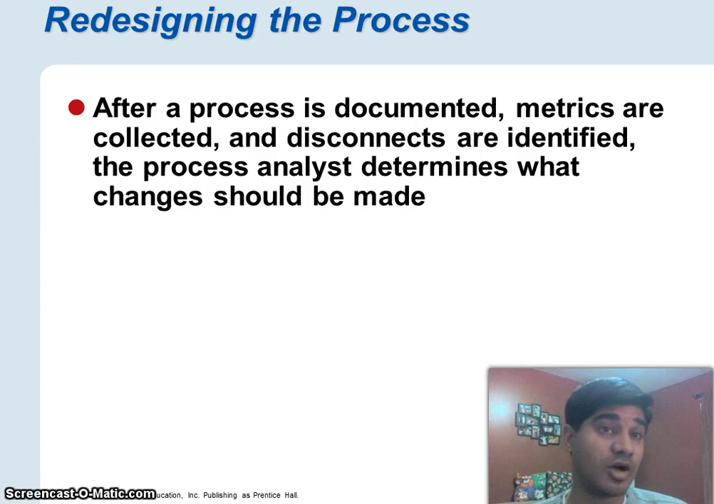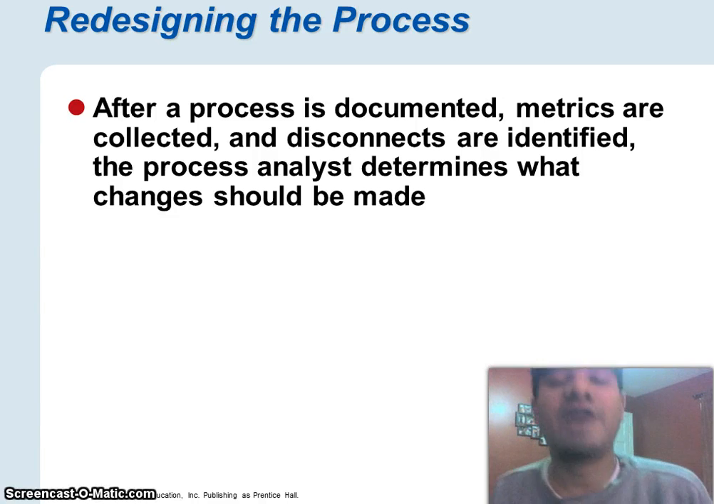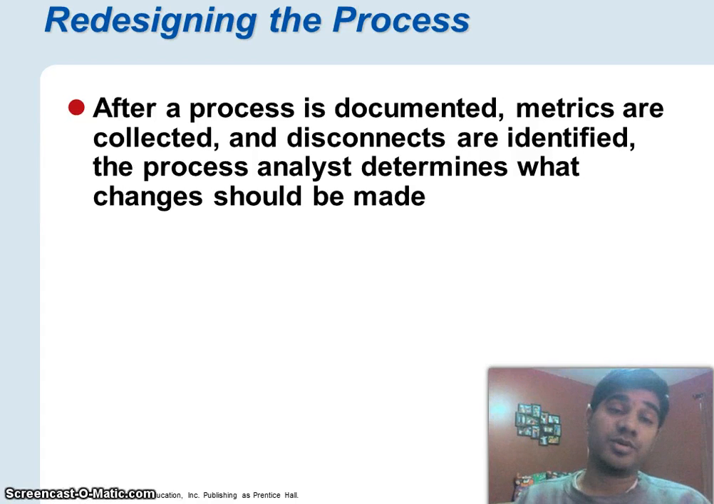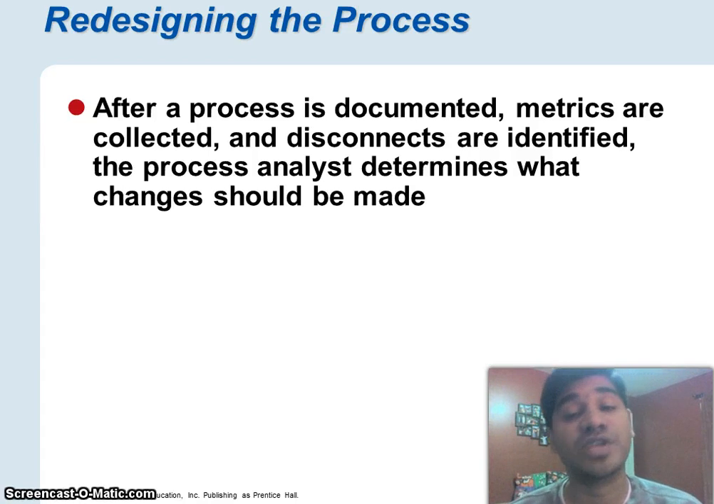And after the process has been documented, you collect data on the metrics that are used to measure how the process is doing. So, for example, in this case, the manager found out which defect was most prevalent and which shift it was happening in. And that was a metric that this person collected. And essentially, it identifies where the problem is happening. The process analyst, or the person that is making the change, determines what changes should be made.